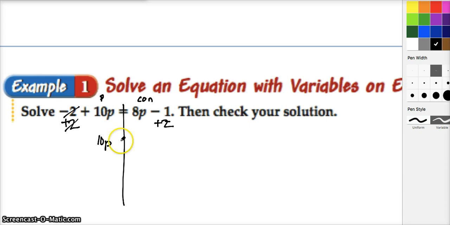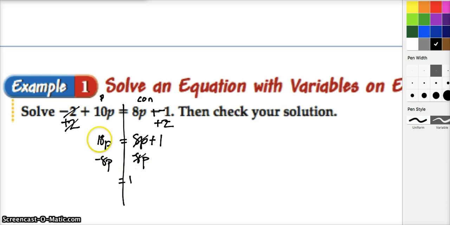I'm left with 10p is equal to 8p minus, now I've got to add this. This is a negative 1 because of that minus sign. Remember, keep change, keep plus, right? Negative 1 plus a positive 2 is a positive 1. And so I get this, and now I only want constants over here. That means that this 8p has to get going, so I'm going to add a negative 8p to both sides. You see where this is going, people?